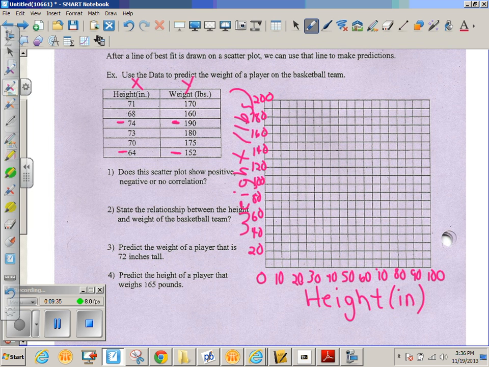Once I have an appropriate scale, then I can go ahead and plot the points. Now this one's going to be a little different because notice that the numbers aren't in order, but still this is an ordered pair. 71, 170 is an ordered pair. 68, 160 is an ordered pair, and so on and so forth. So I want you to pause the video right now and go ahead and plot the points. When you're finished, you need to start the video again.